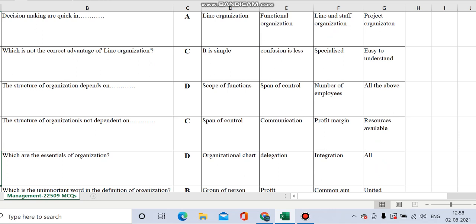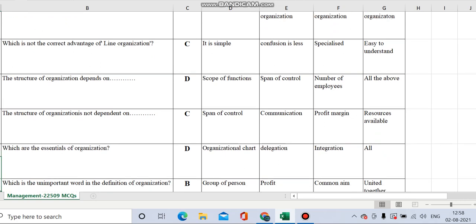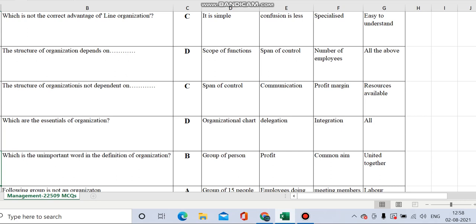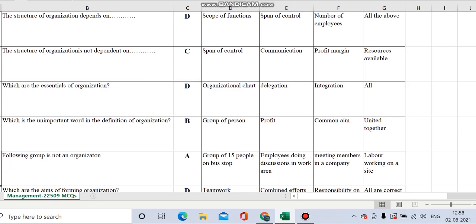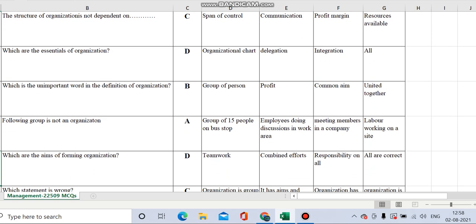The structure of organization depends on scope of functions, span of control and number of employees. That means all first three. The structure of organization is not dependent on profit margin. Which are essential of organization: organizational chart, delegation and integration. That means all three. Which is the unimportant word in the definition of organization? Profit, it is the unimportant word.